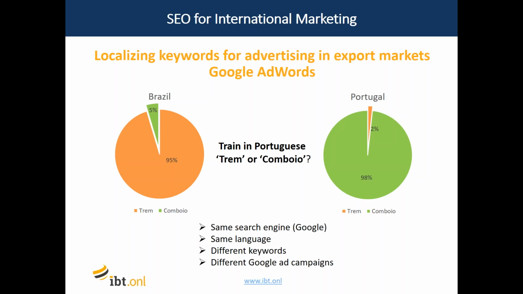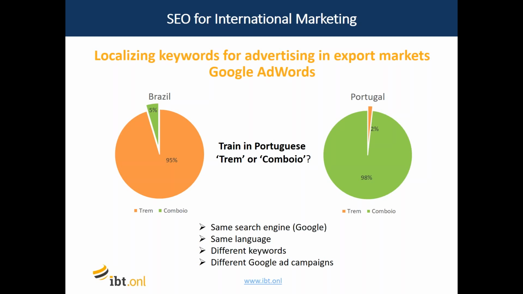Don't be tempted to just use the obvious term or a term that you've heard used in a similar language, because there can be huge differences between countries and even between industries. So the commonly used terms can vary immensely. Take a look at this example that I've got here. This is for the word train in English, and it's translated into Portuguese. You can have two direct translations, which are trem or comboio. So this is on the same search engine, same language, but two different keywords.